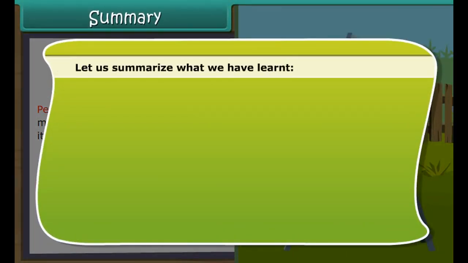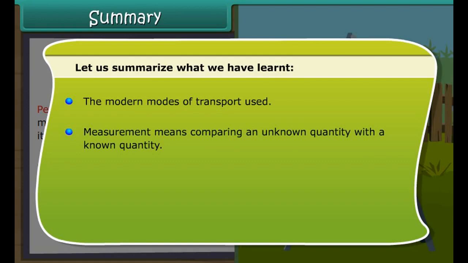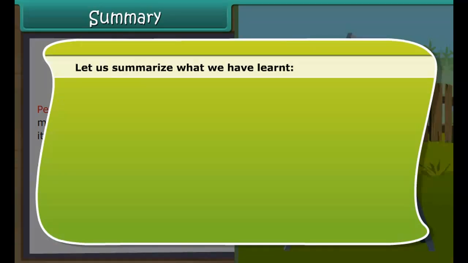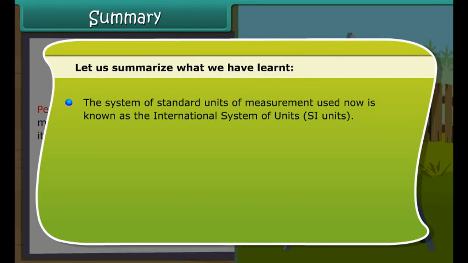Let us summarize what we have learnt. The modern modes of transport used. Measurement means comparing an unknown quantity with a known quantity. The known fixed quantity is called a unit. In the early days, units of measurements included the length of a foot, the width of a hand, and the distance of a step. The system of standard units of measurement used now is known as the International System of Units or SI units.